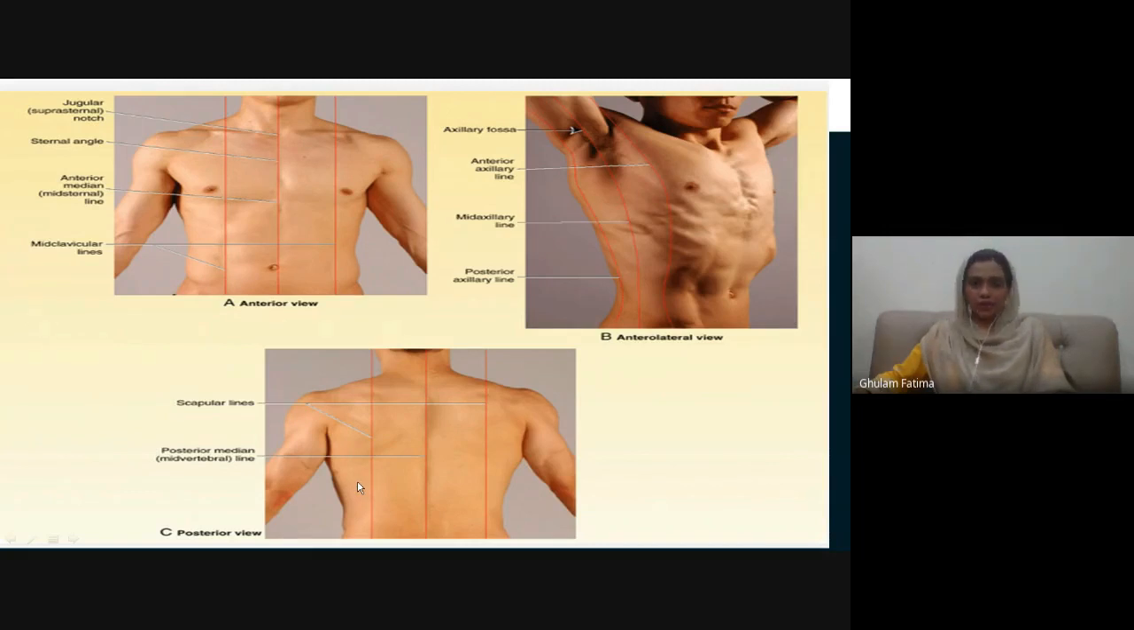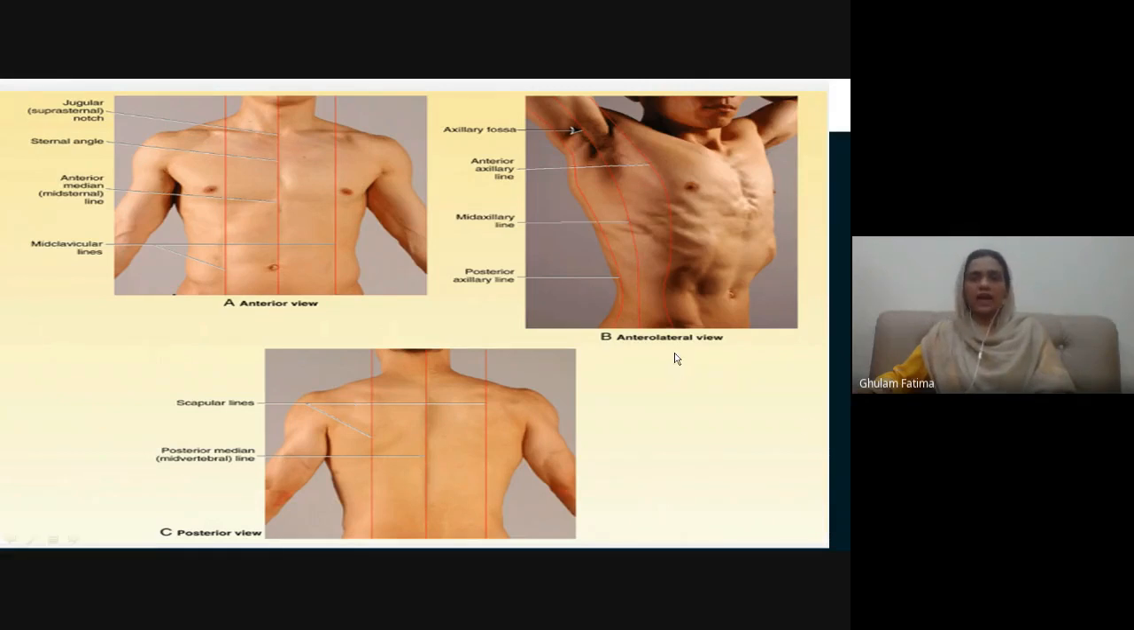And in posterior view, again we have three lines of orientation. What is posterior median? It passes through the mid vertebral, like it passes through the middle of the whole spine, so it is the mid vertebral line. So this is one line, and the other two lines are your scapular lines or mid scapular lines that essentially cross through the inferior angle of the scapula. Condition applied that the arms are aligned by the side of the body. So these are your scapular lines.